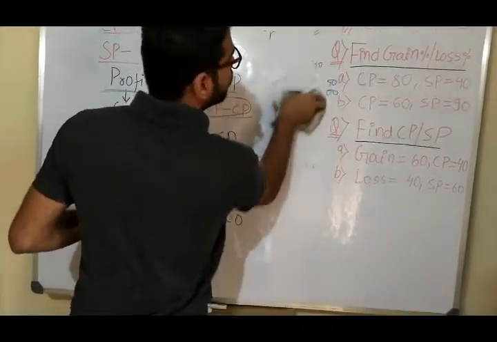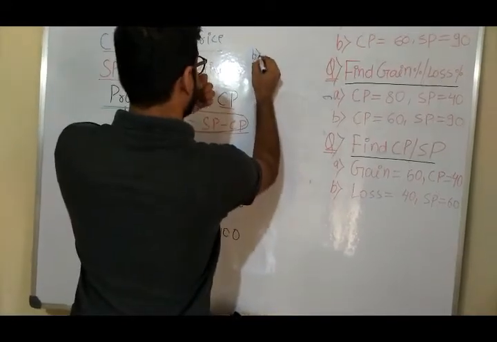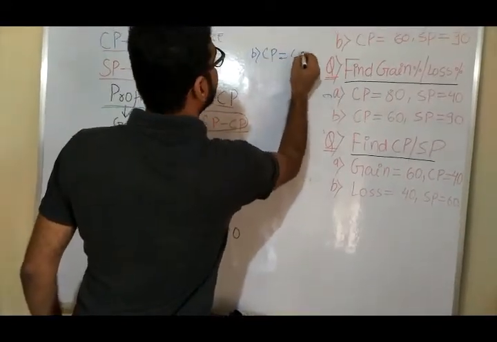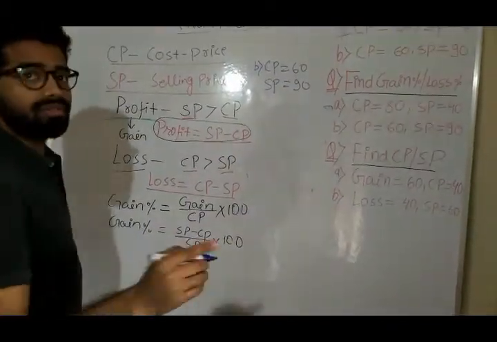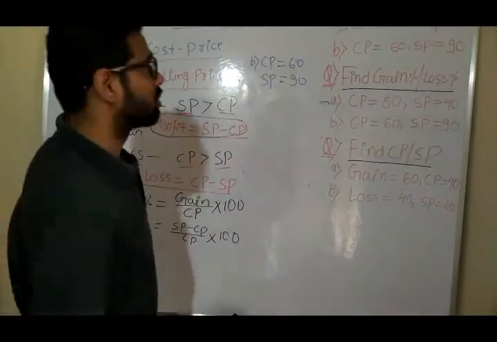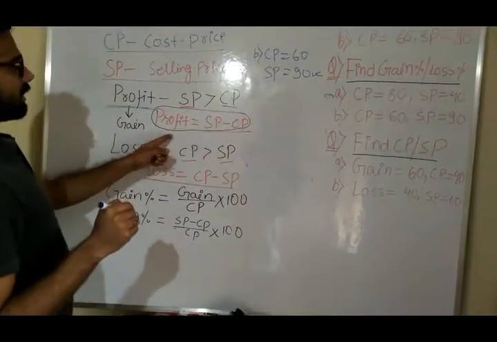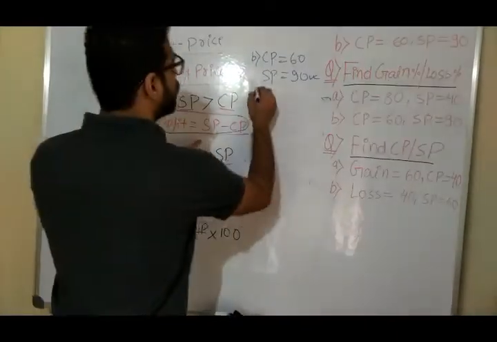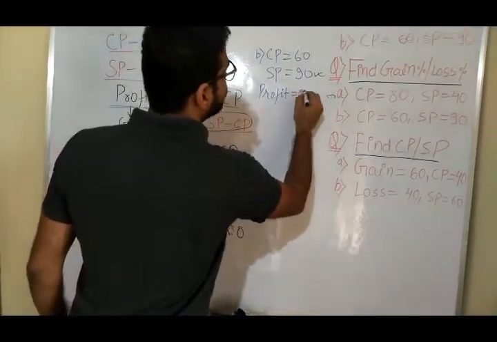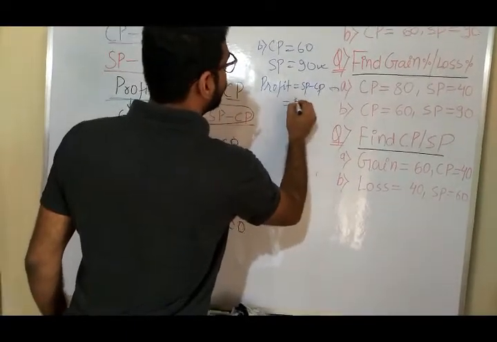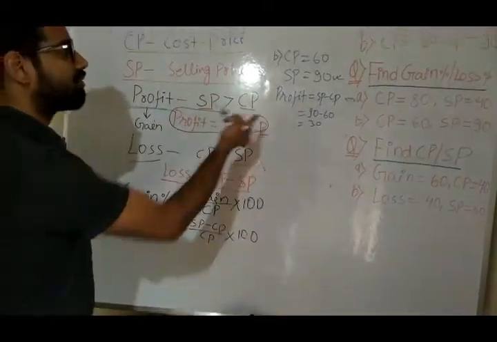In the second question, CP is equal to 60 and SP is equal to 90. First we have to find whether it is gain or loss. SP is greater than CP, and SP greater than CP means profit. So that is the first step. Now profit is equal to SP minus CP, which is 90 minus 60, equal to 30. We got the second step: profit is equal to 30.